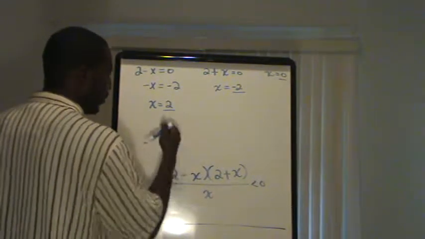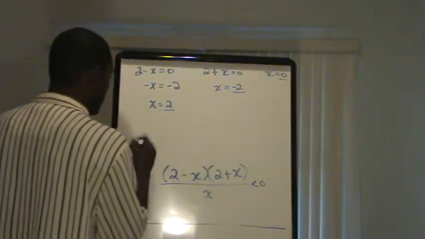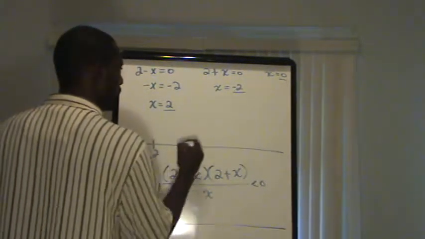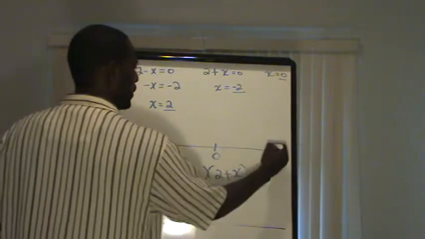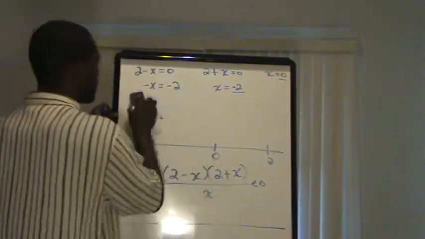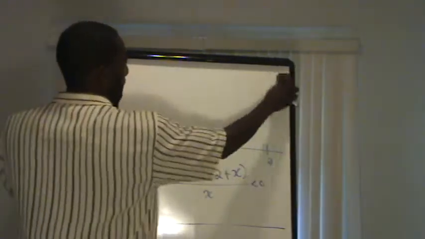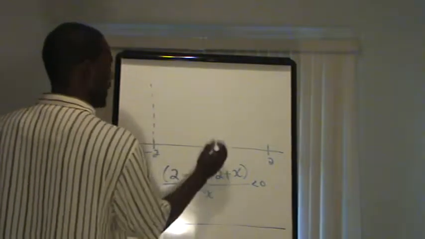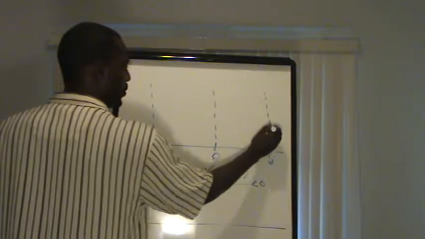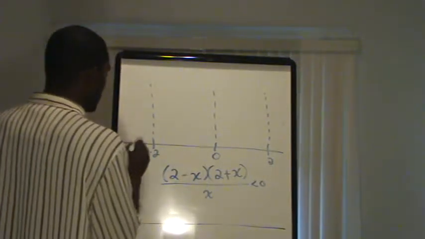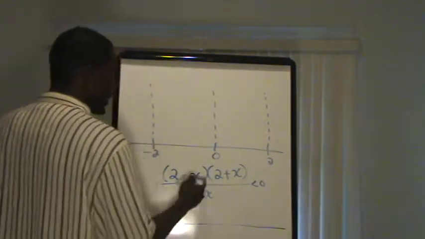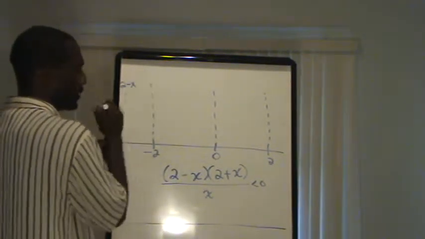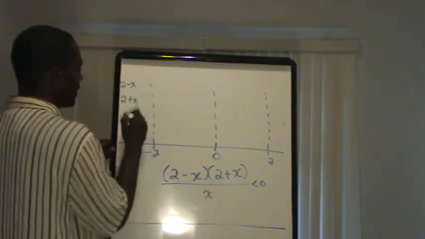Okay, let me erase so I can get more space here to put my test points: negative 2, 0, and 2. Dotted lines. You should be getting very familiar with how to do these. So I put all 3 factors here: 2 minus x, 2 plus x, and x.